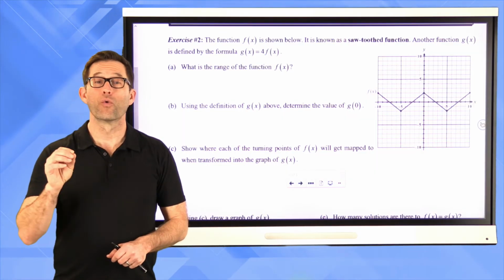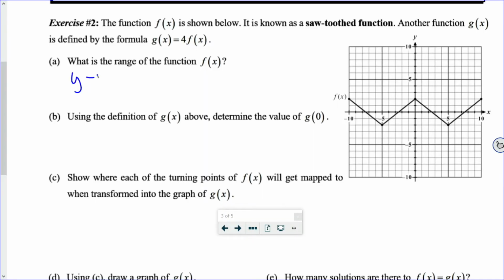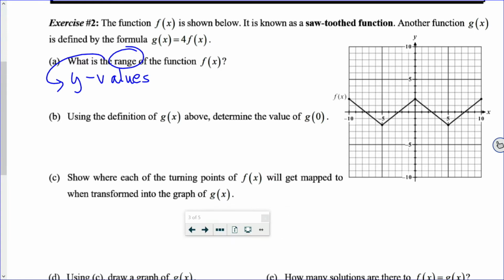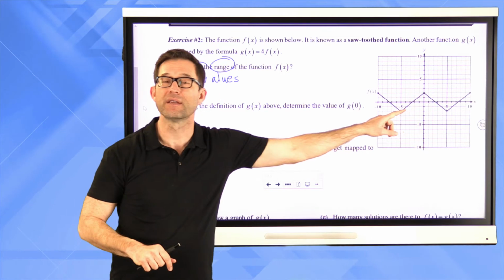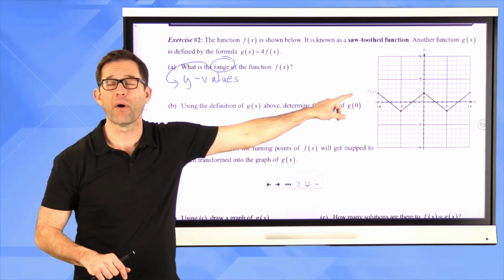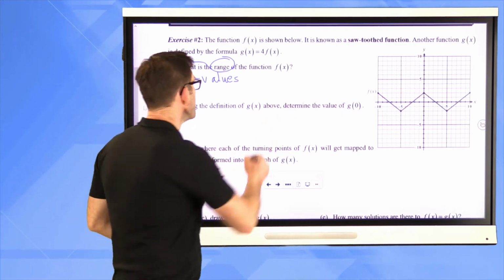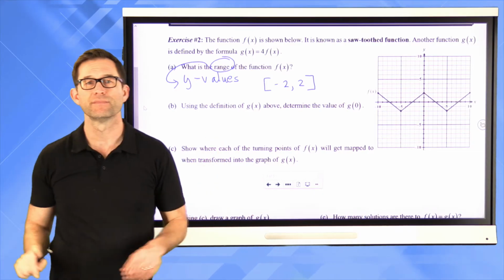Well, remember, range is the y values, right? These are the y values. The range are the y values. So I look at my sawtooth function. I see that the lowest y value that I ever hit is down here at -2. The highest y values I hit are up here at +2. So the range is simply, I'm going to do this in interval notation, -2 to +2. That's it. That's my range.